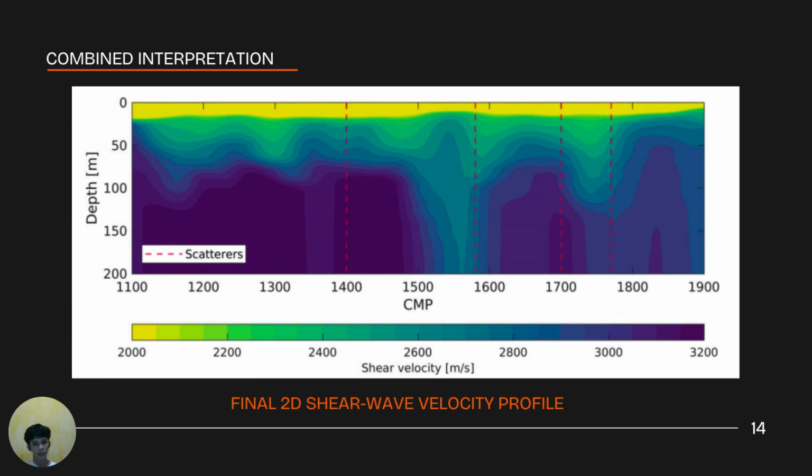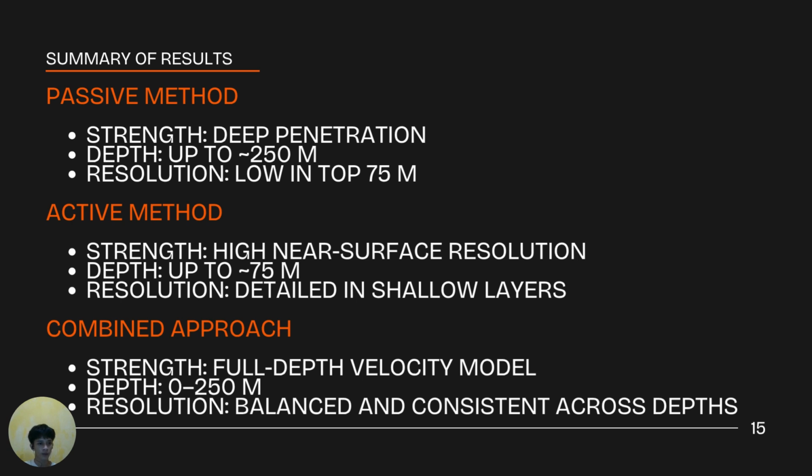To better understand the strength and limitation of each method, let's take a moment to summarize their performance. So, for the summary of results, the slide summarizes the performance of each method. Passive seismic data allow deep imaging down to 250 meters but lacked shallow resolution. The active data provided high resolution images of the top 75 meters but did not reach deeper layers. But when combined, the two methods produce a continuous full depth velocity model with balanced resolution.